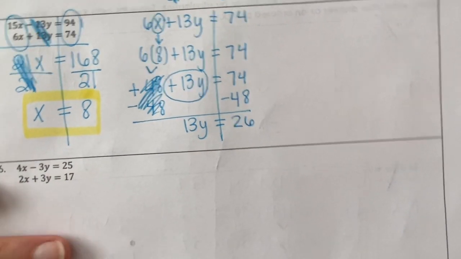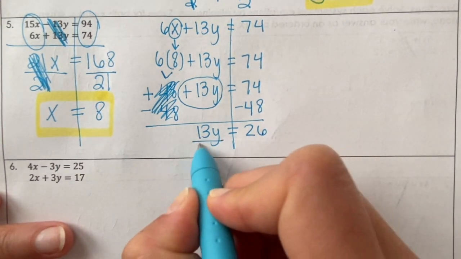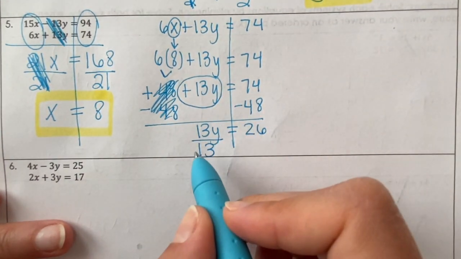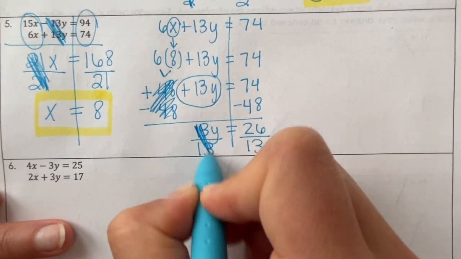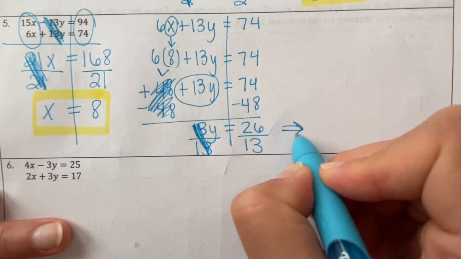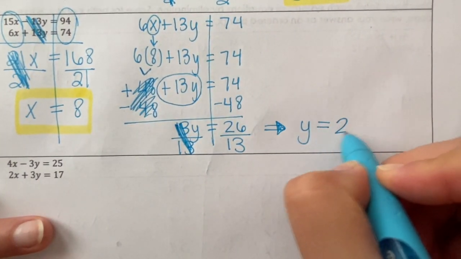And then last but not least, you got a one-step equation. Times 13, the opposite of times 13 is divided by 13. If I divide by 13 on the left, I need to divide by 13 on the right. Those cancel to 1. 13 divided by 13 is 1. So I have 1y is equal to 26 divided by 13 is 2.